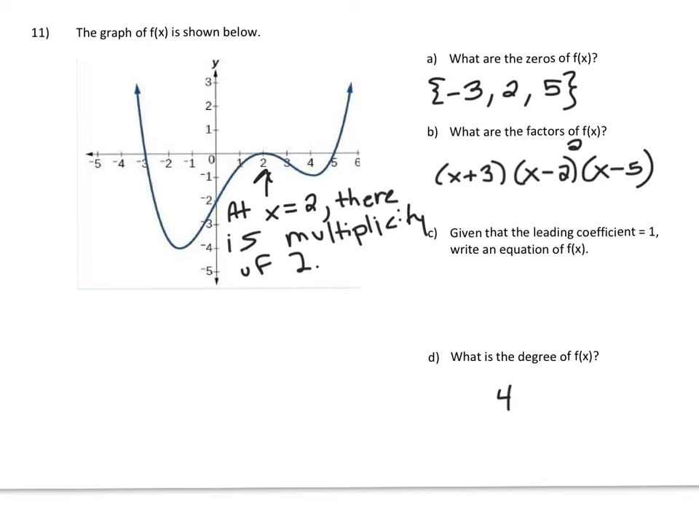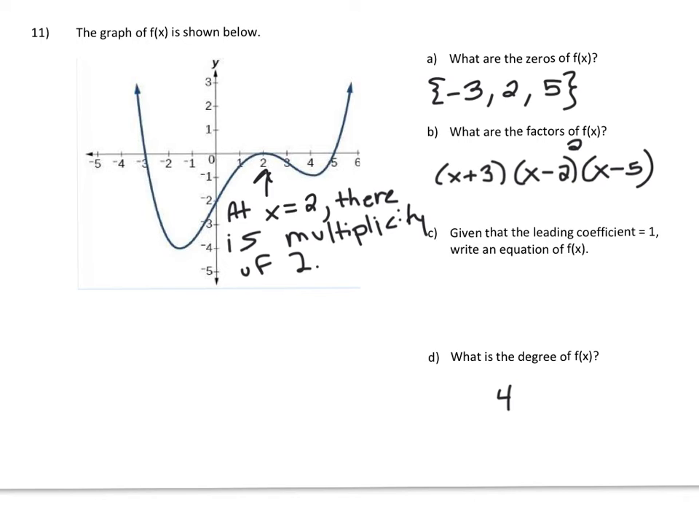So now if you think about it, we have an x. This one gives us 2 x's, right? When something's squared, it means there's 2 of them. And we have another x. So x times x times x times x gives us x to the 4th. And that's why the degree is 4.